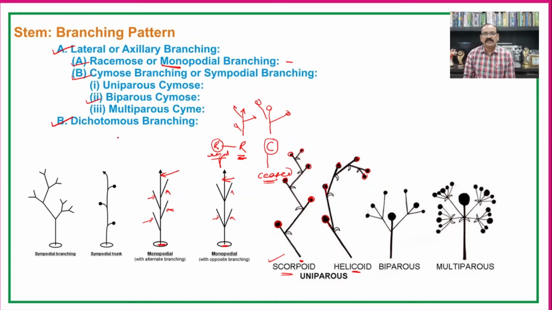The second type is the biparous cymose, or biparous type of branching, in which we can see that from the main axis two branches develop at a time. This is the difference between uniparous and biparous: in the uniparous there is development of a single branch at a time, but in the biparous two branches develop at a time. But in the case of the multiparous, more than two branches, 3, 4, 5, etc., are developed, and that is known as the multiparous type of branching.